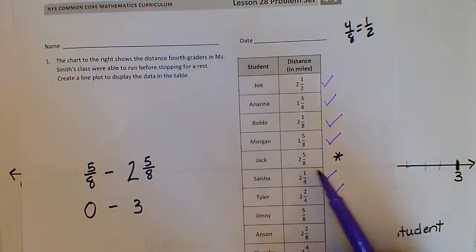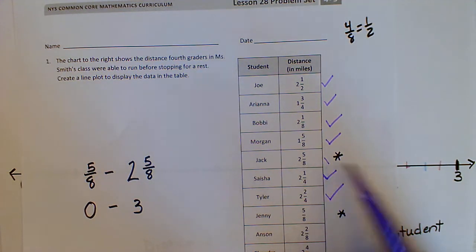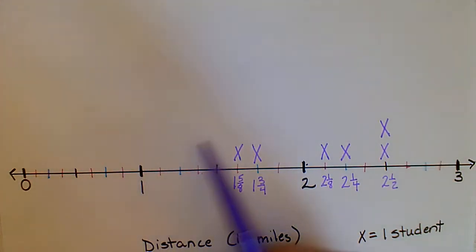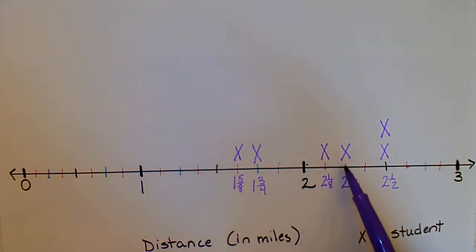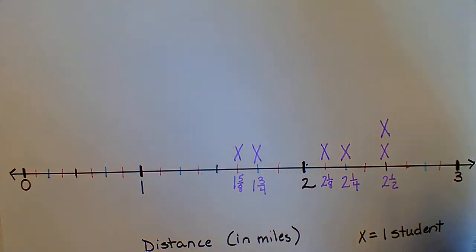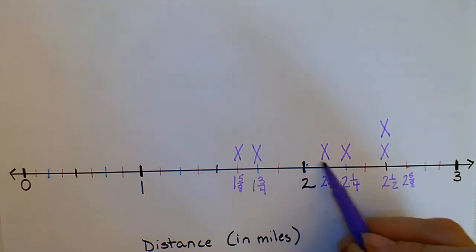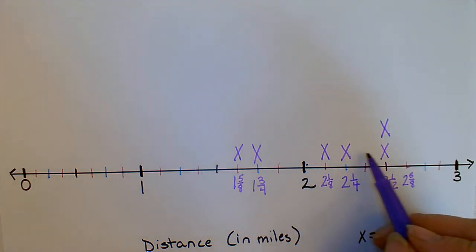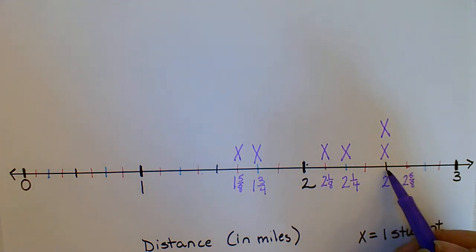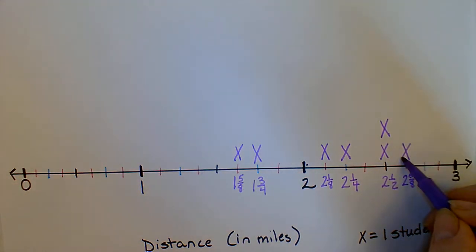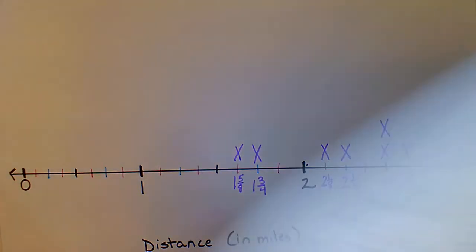So now we're going to do Jack. Jack is 2 and 5/8. So we're going to have 1, 2, and then 1, 2, 3, 4, 5/8. 2 and 5/8. And again, it's 2 and 1/8, 2 and 2/8, 2 and 3/8, 2 and 4/8, 2 and 5/8. Now let's put our X. And now we can check them off.